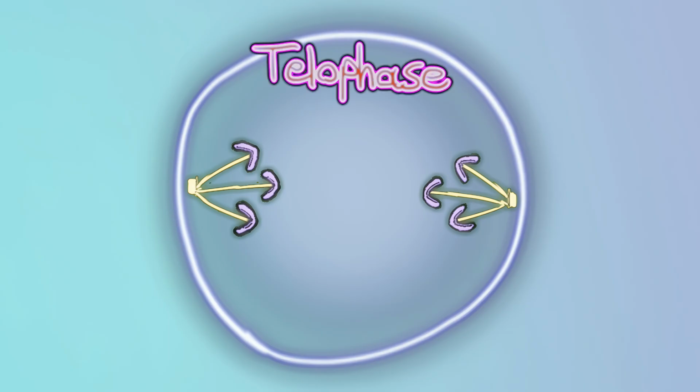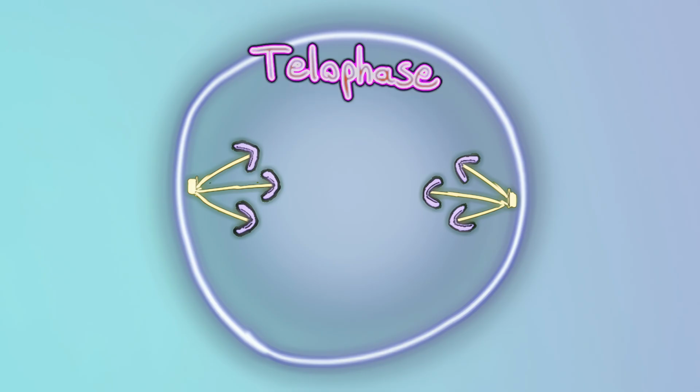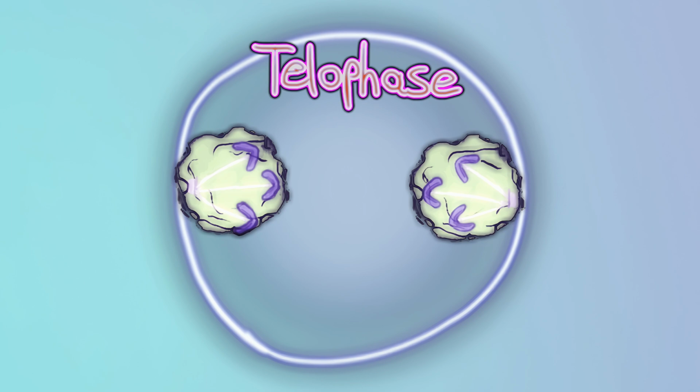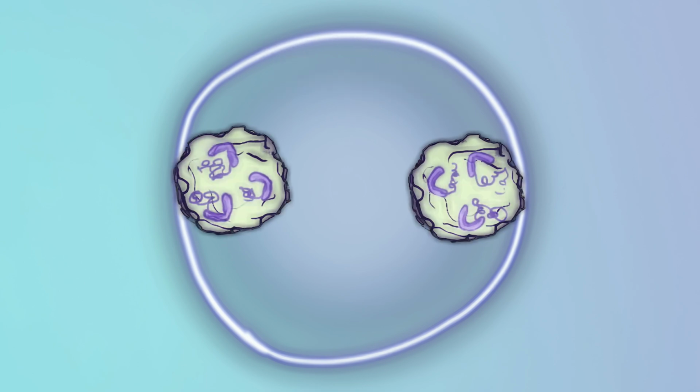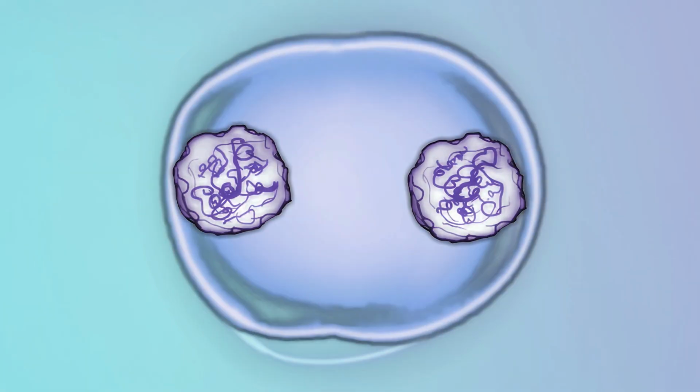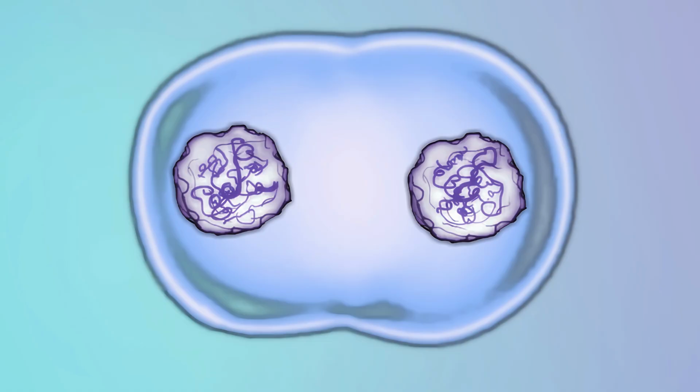And lastly, we have telophase. Before we can create 2 new totally separate cells, we must dismantle the spindle fibers, uncoil the chromosomes back into loose chromatin, and create a nuclear envelope around each set of chromosomes, creating 2 new nuclei, essentially resetting everything back to how it was during interphase.